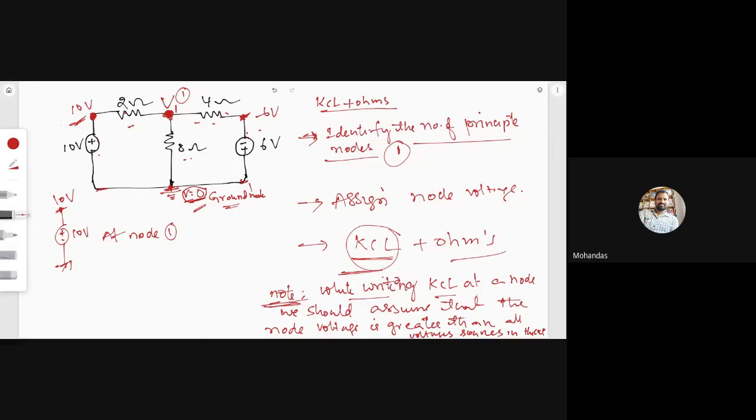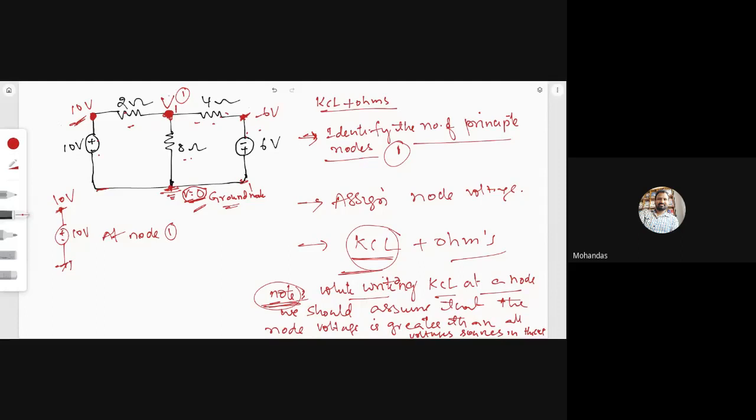While writing the KCL at a node, we should assume that the node voltage is greater than all voltage sources in the circuit. Okay, all of you note down. This note is very, very important.